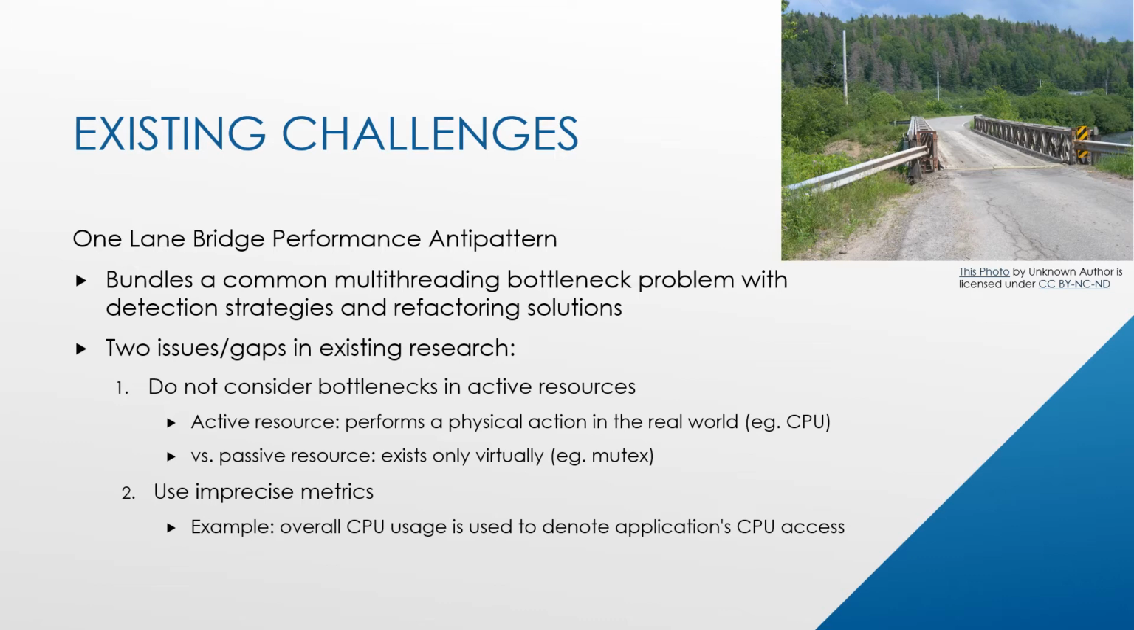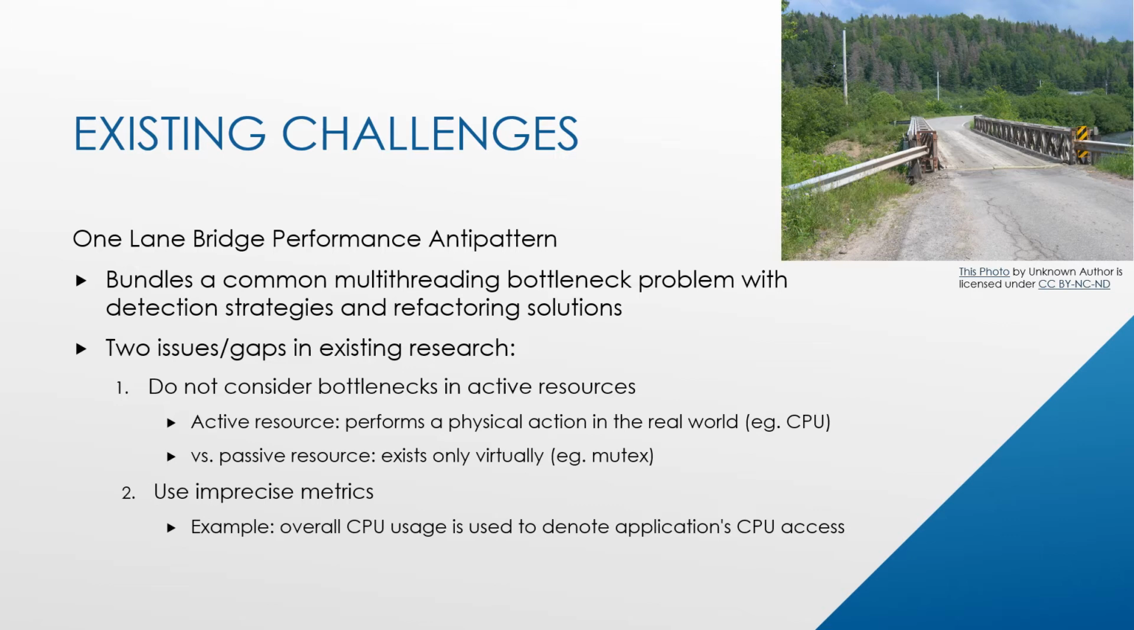First, it only considers bottlenecks in passive resources, not active resources. What I mean by an active resource is a resource which performs a physical action in the real world, like a CPU. A passive resource exists only virtually, for example, a lock or mutex.